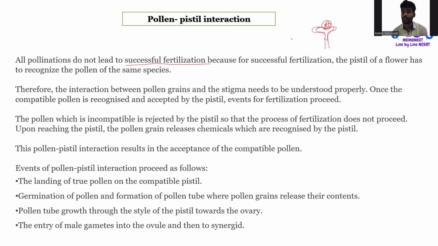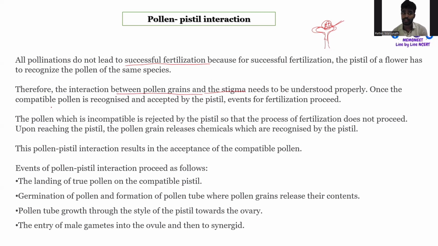Just like in human beings, sperm of different species cannot fertilize, right? In the same way, naturally, the stigma will not recognize or take the pollen grains of some other species. It is going to recognize its own species pollen grains. Therefore there will be an interaction between the pollen grains and the stigma. That interaction we need to understand properly.